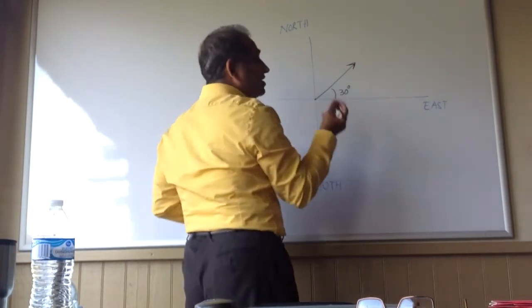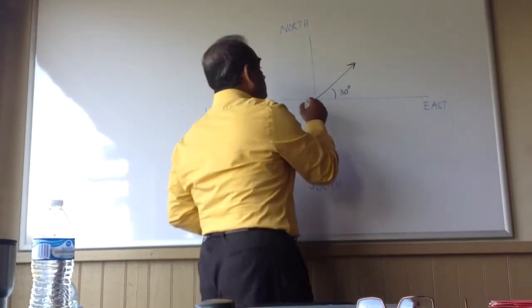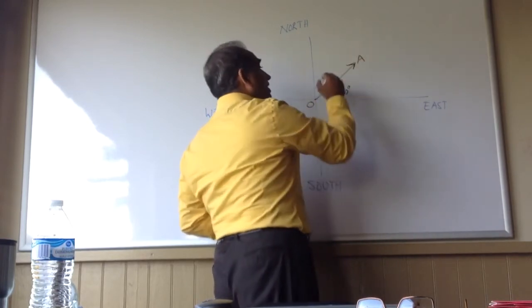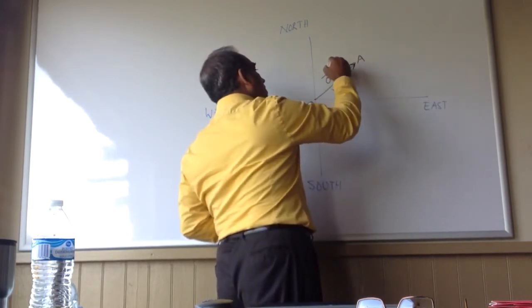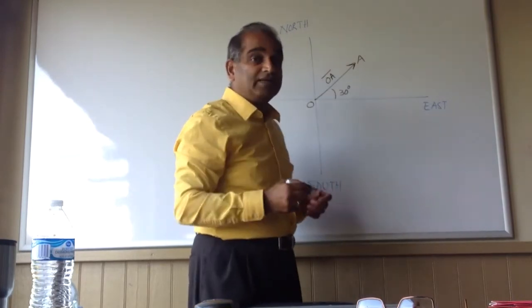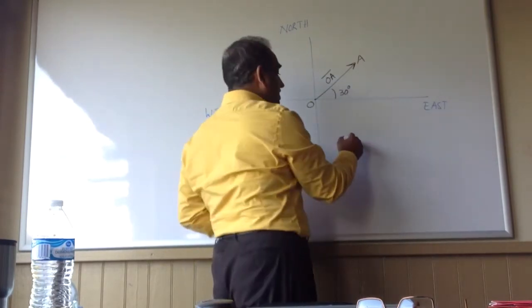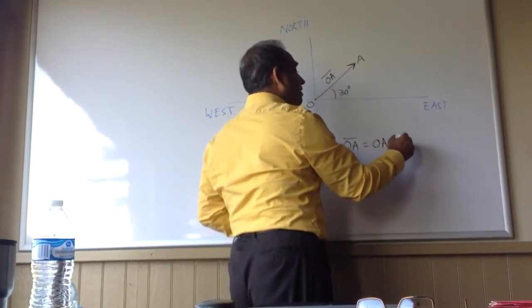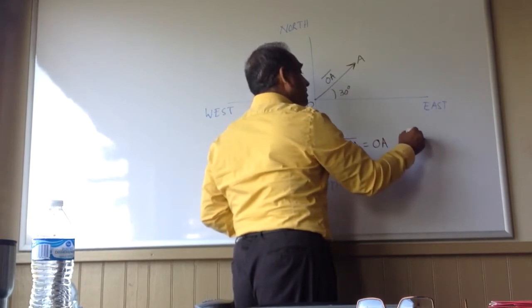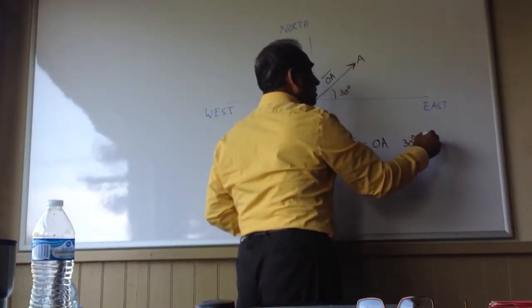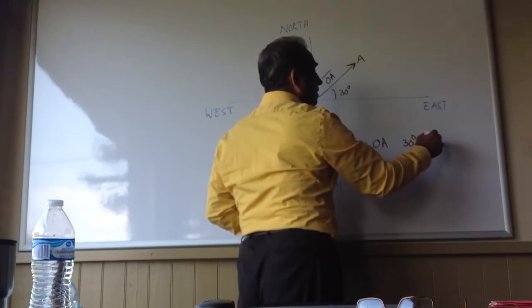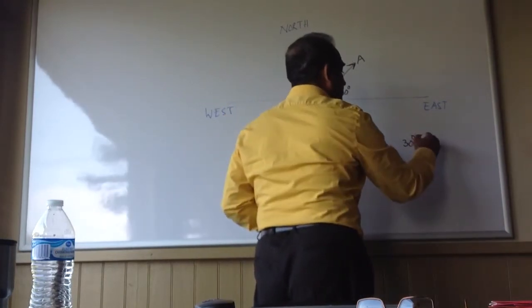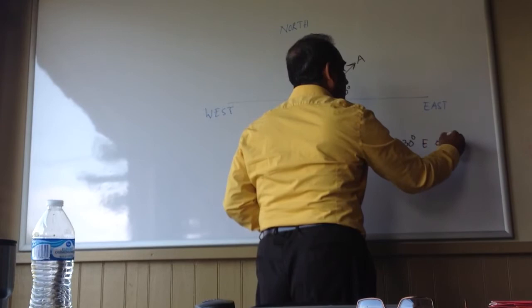And let's say I want to call this vector A bar. So then what I do is I put this as O and this head as A. And this is called OA bar, vector OA bar. So we know algebraically how to say OA bar. OA bar is equal to OA, 30 degrees east of north.